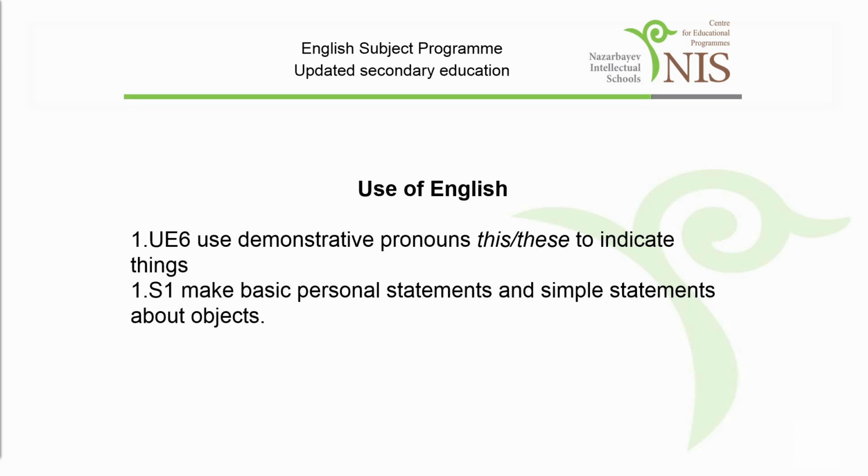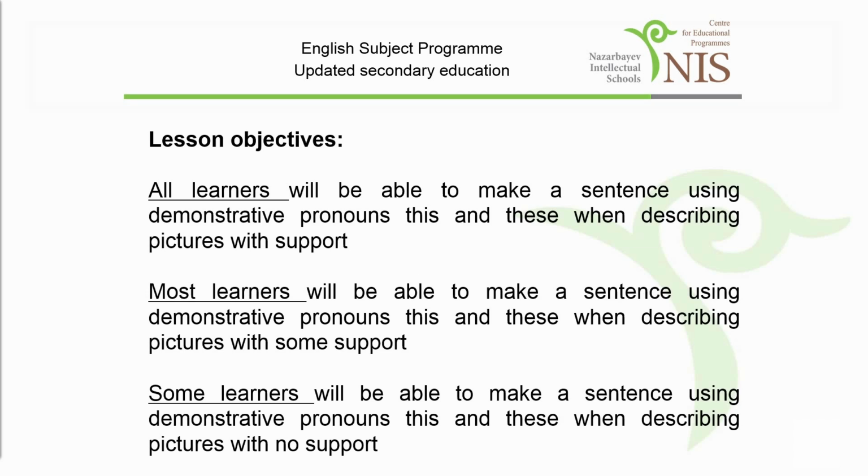The lesson objectives for this lesson might then be: all learners will be able to make a sentence using demonstrative pronouns, this and these, when describing pictures with support. Most learners will be able to make a sentence using demonstrative pronouns, this and these, when describing pictures with some support. And some learners will be able to make a sentence using demonstrative pronouns, this and these, when describing pictures with no support.